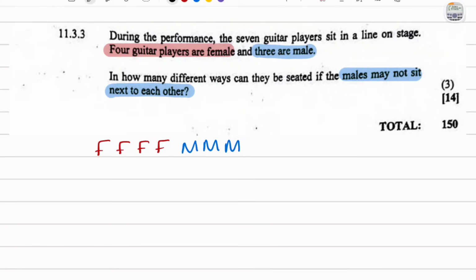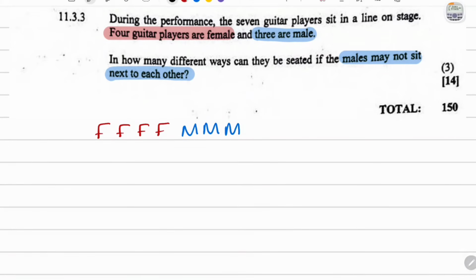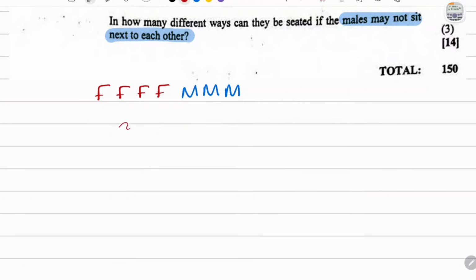So we need to put this scenario where no males are seated next to each other. Okay, fine. So let's think about the places we need to put the males so that they're not next to each other. How about we put down the females first? So we're going to put it as female, female, female, and female. Okay, so we know there are 3 males. How should we place the males so that there are no males next to each other?